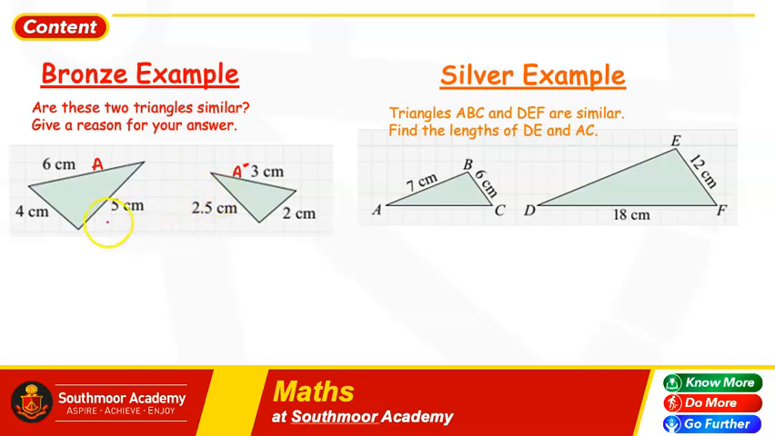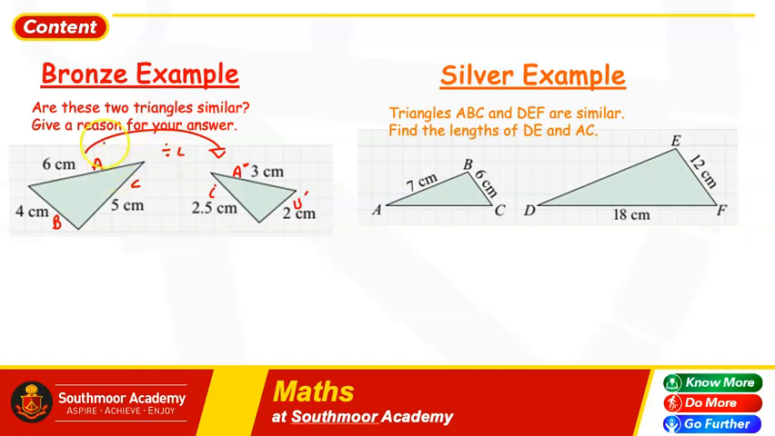Now, based on that, I'm going to label this one B, and I think that corresponds to this one here, so B dash, and then C dash and C. So those are the sides I'm comparing. Now I'm going to see how we go from here to here. To go from there to there, I'm going to divide by 2.